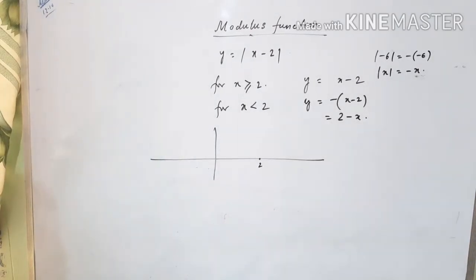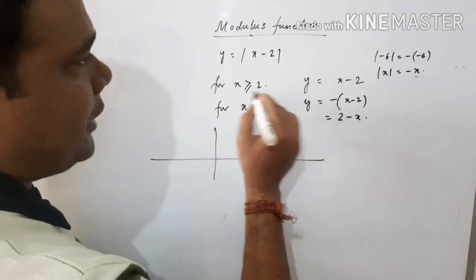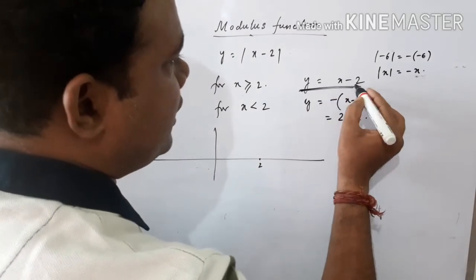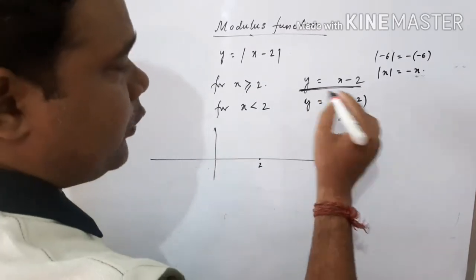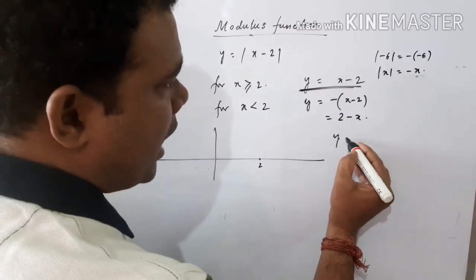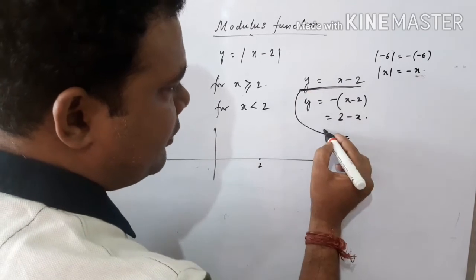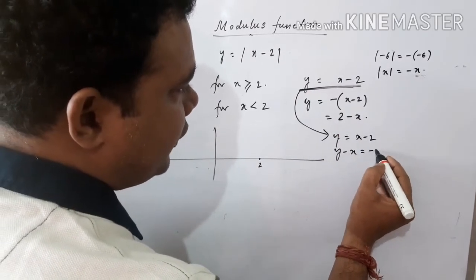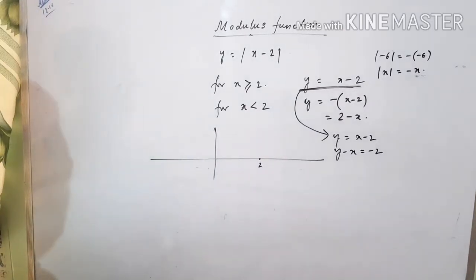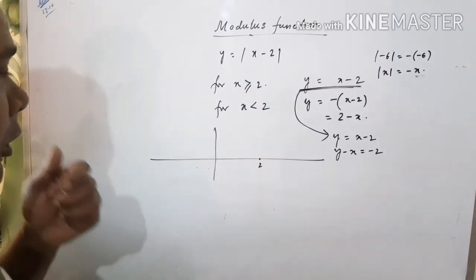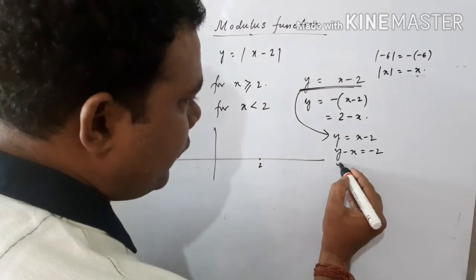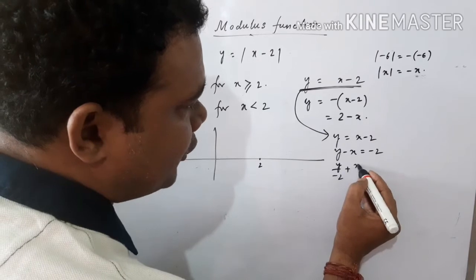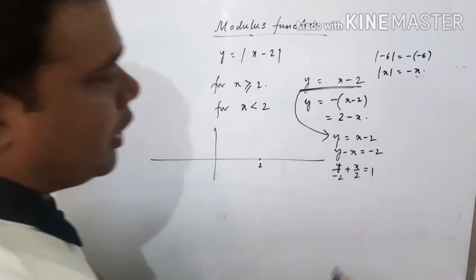Clear? Now at the right of 2, what is the form of the function? y equals x minus 2 at the right of 2. Now see what type of function this is. y equals x minus 2, that means y minus x equals minus 2. Dividing both sides by minus 2, we get y by minus 2 minus x by minus 2, that means x by 2 minus y by 2 equals 1.